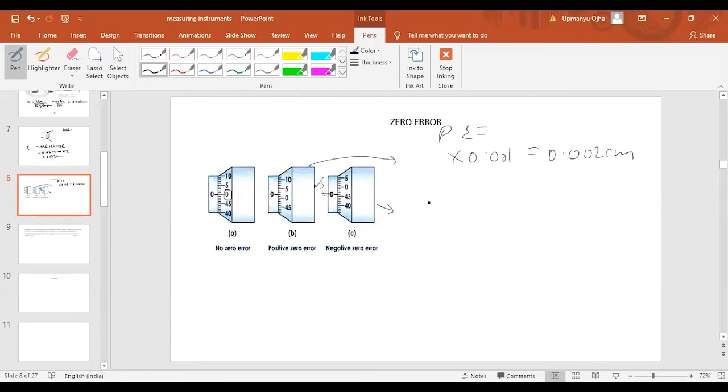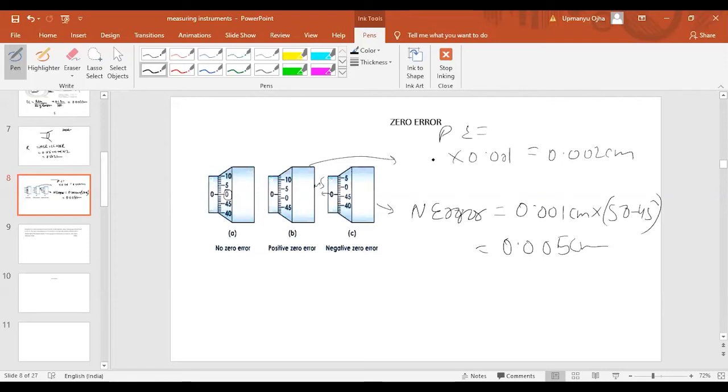So when it is negative error, the negative error is given by least count, that is 0.001 centimeter, into total division. Here total division is 50 minus 45. So the least count measurement times total division 50 minus 45 will come as 0.005 centimeter. So negative error will come as 0.005 centimeter.